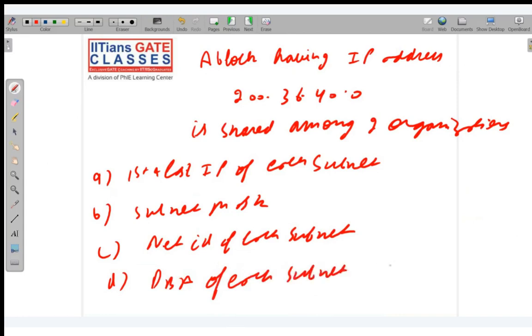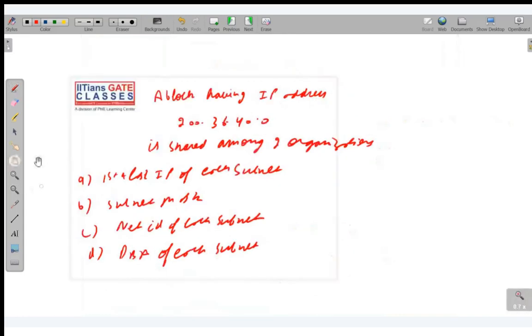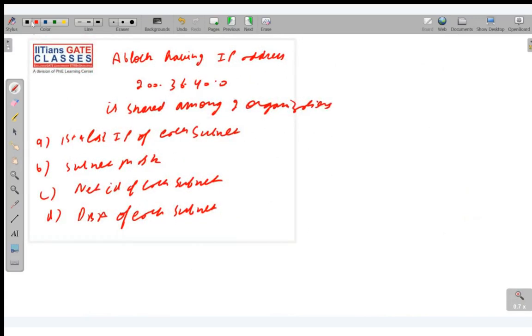So it is a very simple question. We have done many questions like that. I have given it just for the sake of practice, so we can directly solve it. There is no big deal here. See this, this is class C, right? Shared among two organizations. Two organizations means only one bit will be borrowed from here.